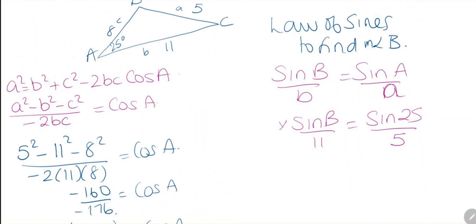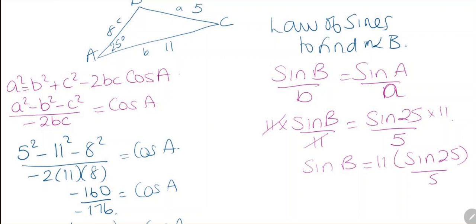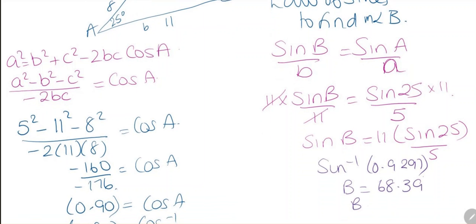And if you multiply both sides by 11, this cancels out. So sine B is 11 multiplied by sine 25. And we're taking the sine inverse of 0.9297 to get angle B. So B will be equal to 68.39 or 68 degrees.